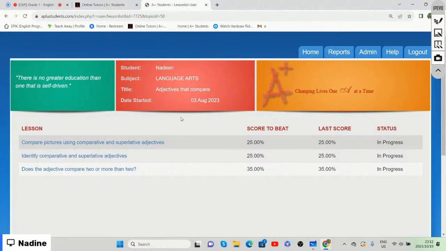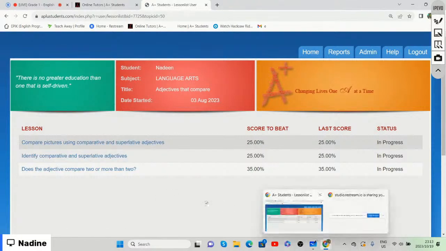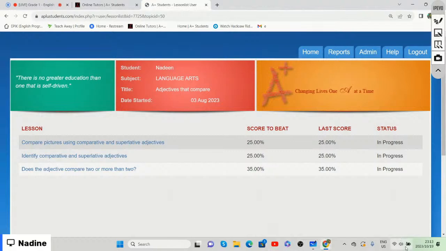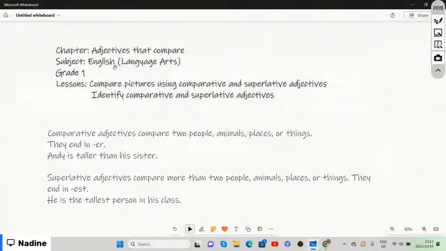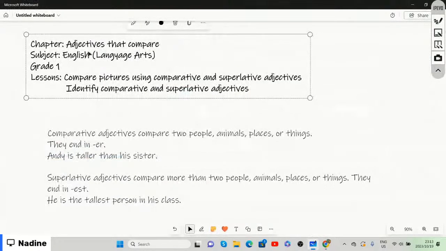And when it comes to adjectives that compare, we're going to find out today about the two different ways in which we can compare adjectives. We can compare adjectives in a comparative way as well as a superlative way. So we specifically said that our chapter is adjectives that compare.